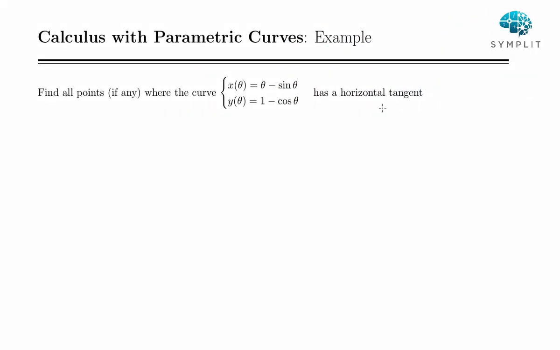A horizontal tangent comes when our derivative is 0, so dy/dx. For parametric equations, that's dy/dθ over dx/dθ, since we've got our functions here in terms of θ. So we just take some derivatives. dy/dθ is going to be sine of θ, and dx/dθ is just going to be 1 minus the cosine of θ. And we'd like this to equal 0, meaning we would like sine of θ to equal 0.